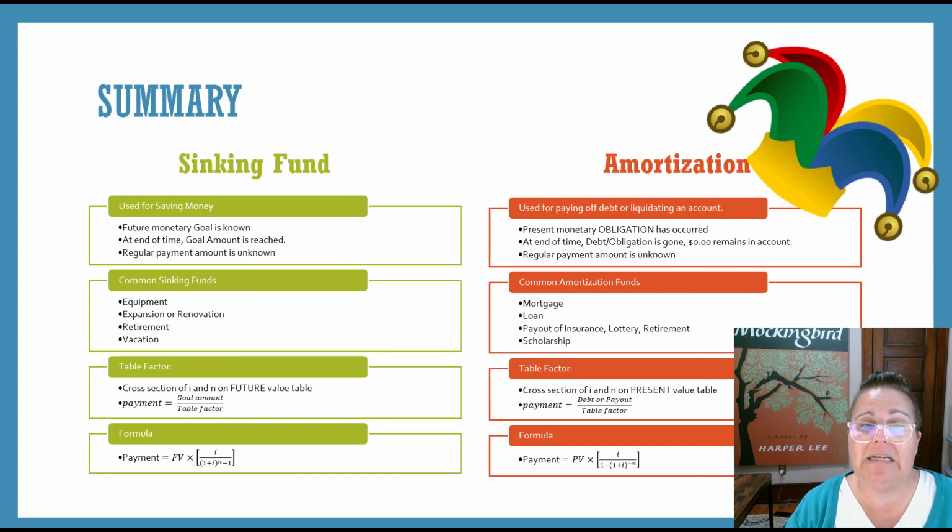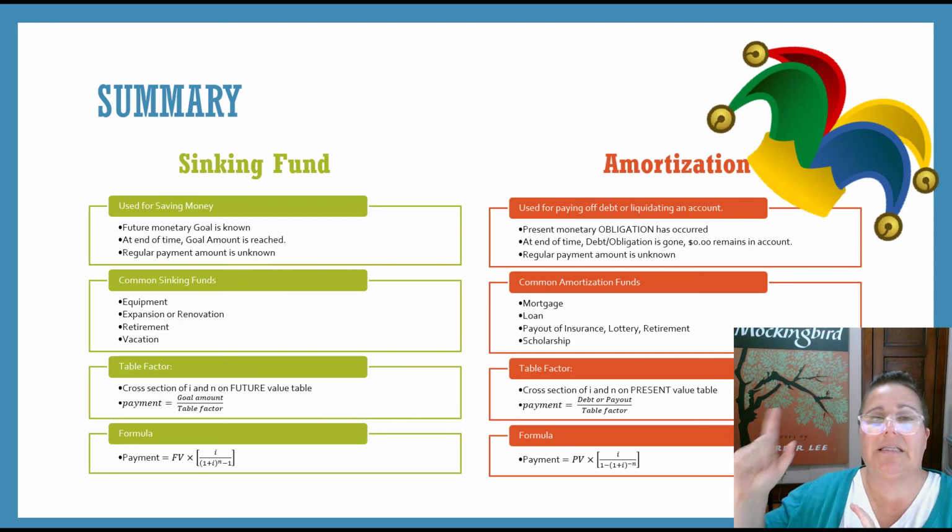You can find the amortization payment by using the present value annuity table. If you take that obligation, debt amount, or payout and divide it by the table factor. Or you can use the formula where you use the present value, that is the current debt, obligation, or payout, multiplied by I divided by a denominator of 1 minus 1 plus I to the negative n.